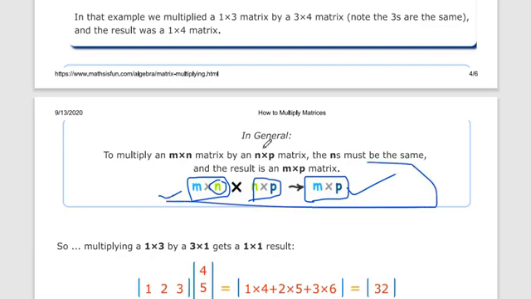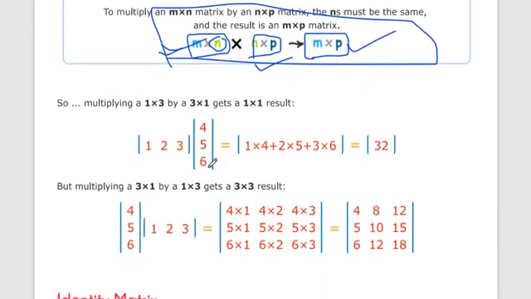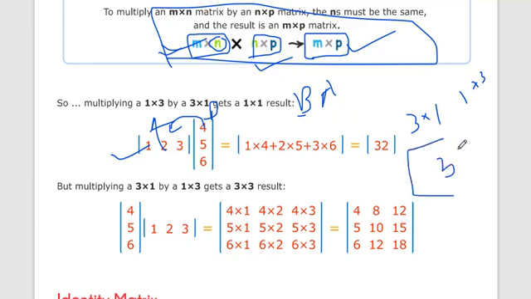Okay, so you have to remember this: the first matrix's column and the second matrix's row have to be the same, and the answer is always m into p. So this is possible. If this is a, this is b, if we say b into a, then this is not possible. Okay, why? Because b is a 3 by 1 matrix and a is a 1 by 3 matrix. Okay, b into a is also possible, but we get the answer as a 3 by 3 matrix.